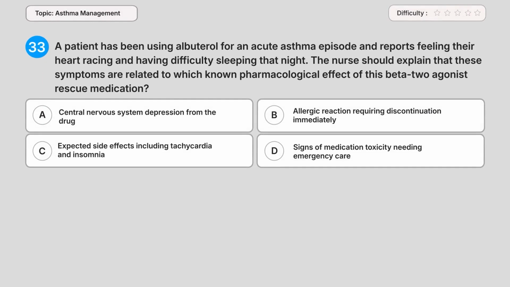33. A patient has been using albuterol for an acute asthma episode and reports feeling their heart racing and having difficulty sleeping that night. The nurse should explain that these symptoms are related to which known pharmacological effect of this beta-2 agonist rescue medication? A. Central nervous system depression from the drug. B. Allergic reaction requiring discontinuation immediately. C. Expected side effects including tachycardia and insomnia. D. Signs of medication toxicity needing emergency care. Do you know the answer?